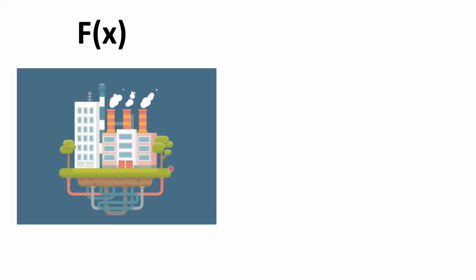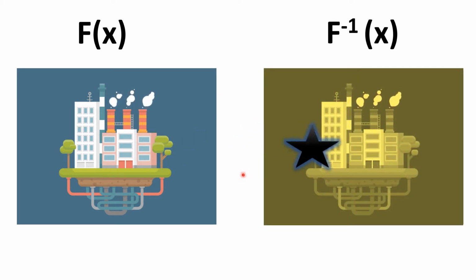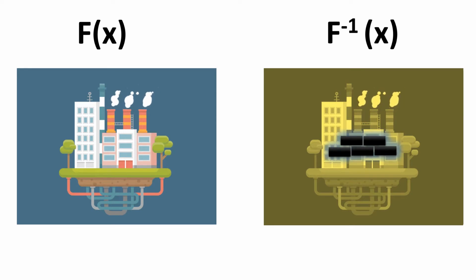Let's say this is a function. We give it a brick, it gives us a star. Now this is the inverse of the function: give it the star, it gives you bricks.